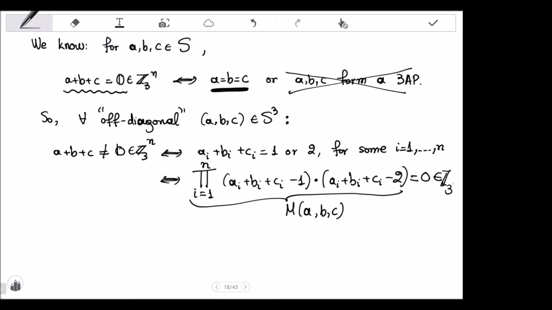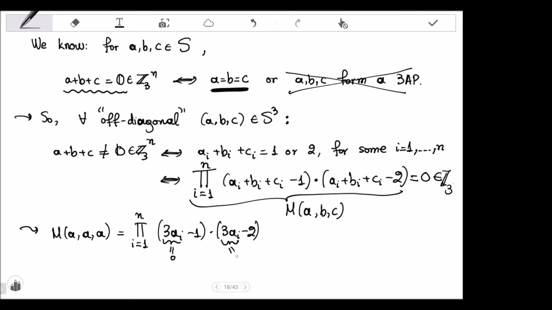And now we'll try to show that on the diagonal, it is never 0. So on the diagonal, we have M of A. These are the kind of elements we get. So I go to M, and they replace a_i everywhere, so it's 3a_i minus 1 times 3a_i minus 2. That's what I get. And this is 0 in Z3. So I'm getting the product of 2's from 1 to n, that's 2 to the n, and it's not divisible by 3. So it's not 0, which is great.